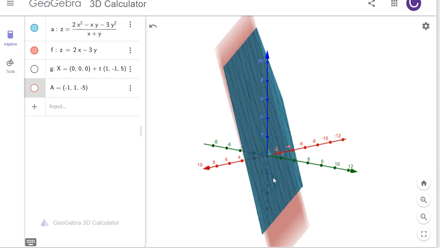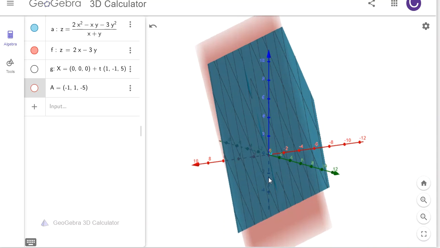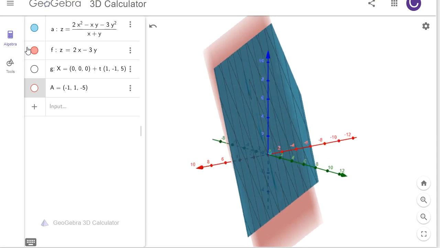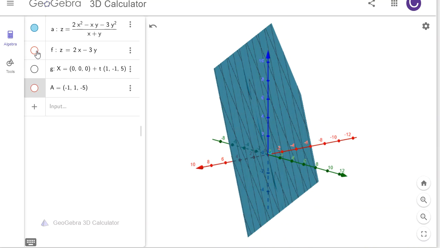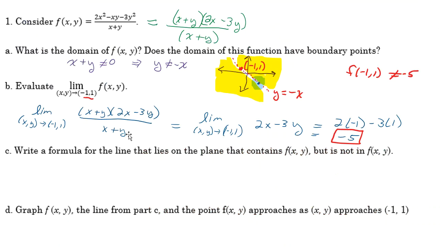I'm afraid to turn this thing once I start turning. Okay, there we go. See, it's the same plane. It's showing us a little bit more of it. And then we have a line that's on the plane. Remember, we have y cannot equal negative x.